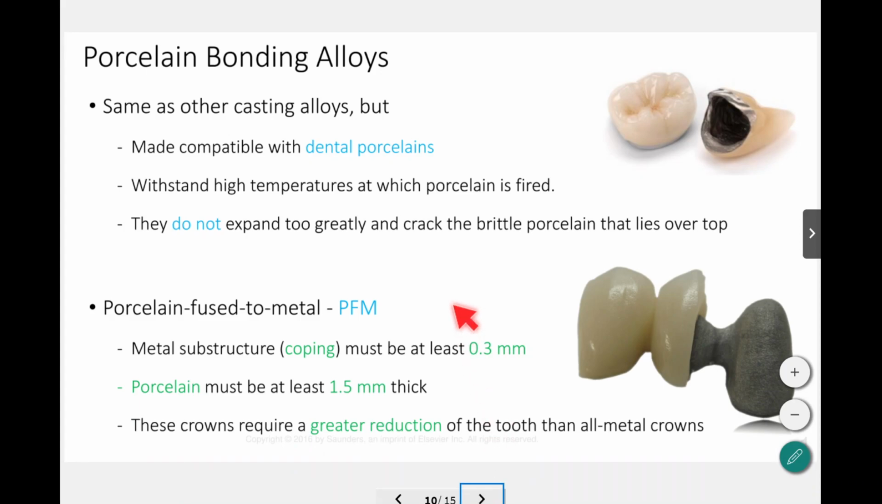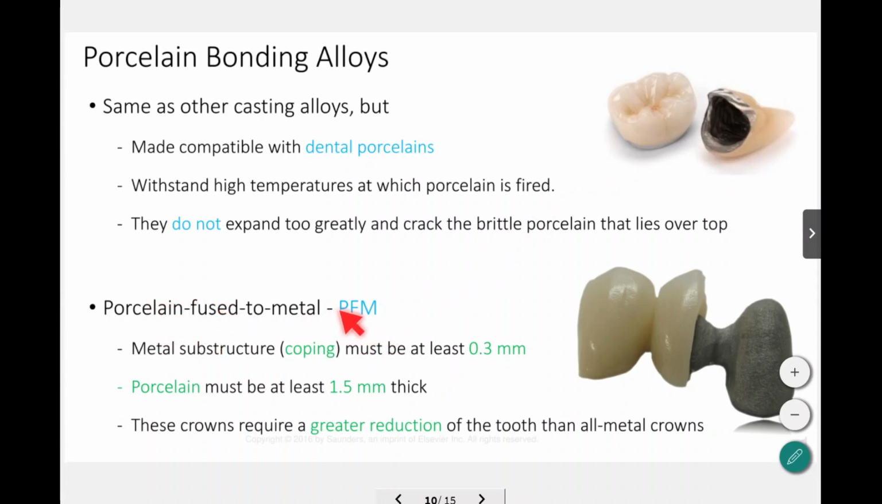Okay, now we're done, technically in a way, with the dental casting alloys, right? We have another type of dental casting alloys that they call porcelain bonding alloys. So they are similar to the casting alloys that we talked about. The only difference is that, from the name, they made them more compatible with dental porcelain, right? So these that you look at here are called porcelain fused to metal crowns.